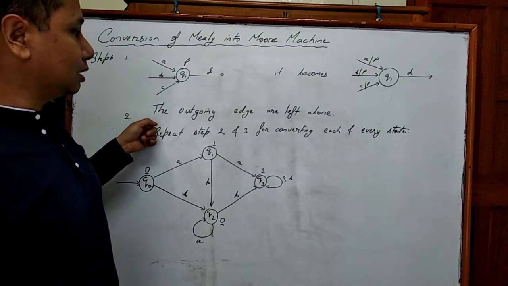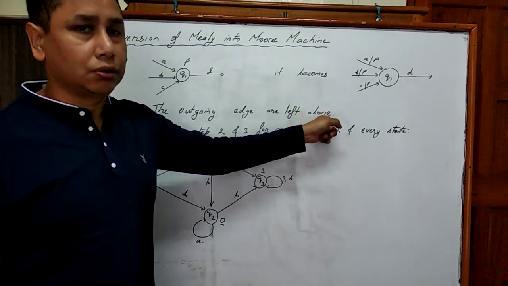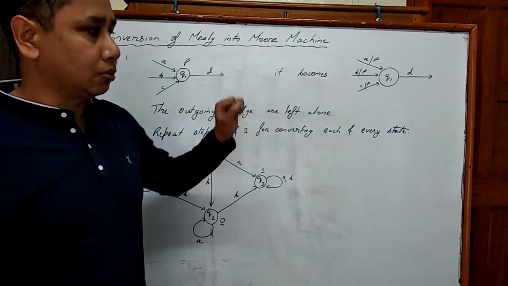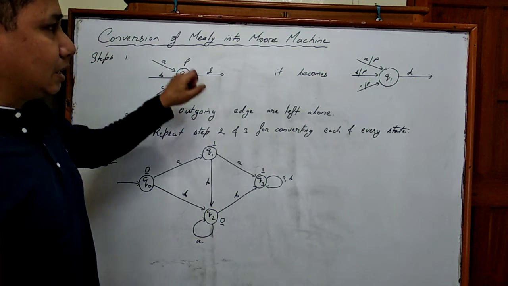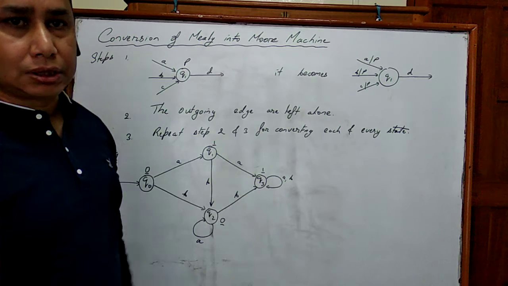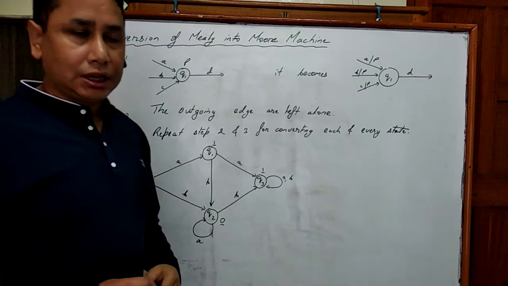Then as per the second step, the outgoing edges are left alone. We are not doing anything for the outgoing edges. Now this process has to be repeated again and again for all the states. So now we take an example for that.